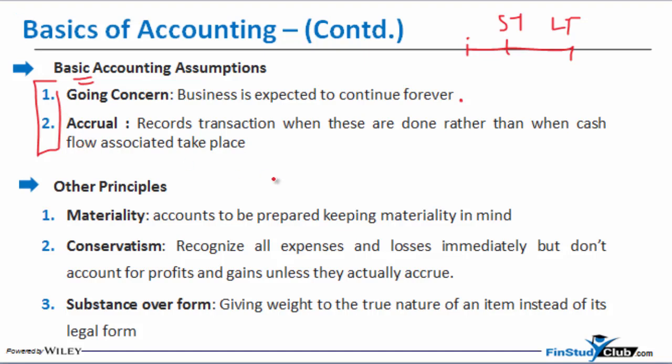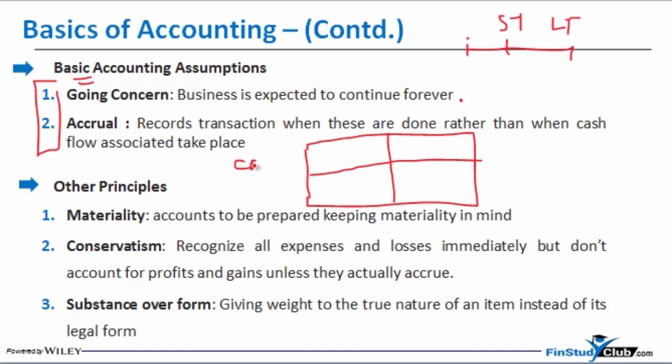Second, and relatively much more important, is the accrual assumption. What it says is that the business transaction, the happening of it, is more important rather than the cash flow associated with it. What I mean by that is this particular matrix. I want you to draw it right up with me.